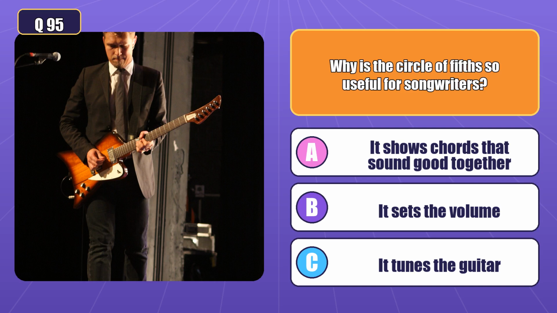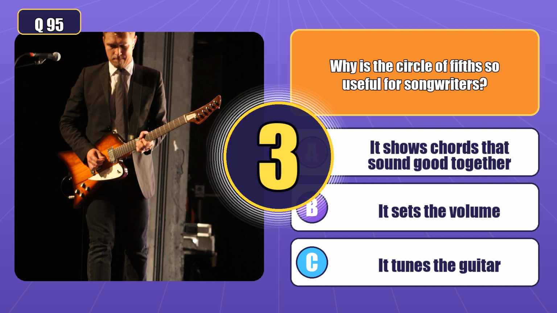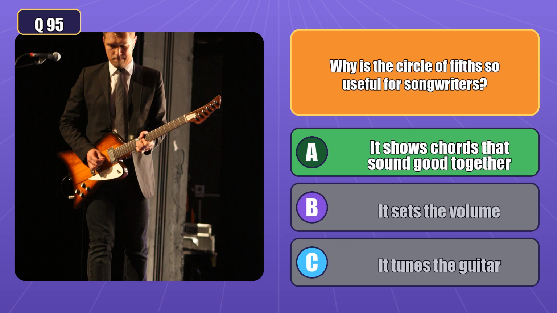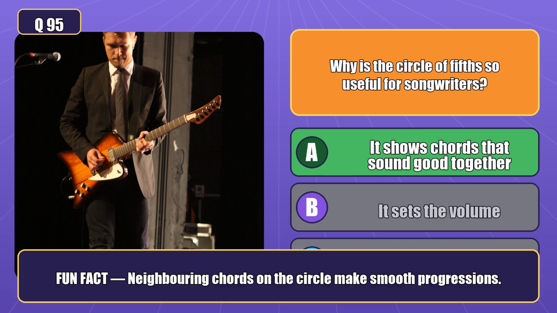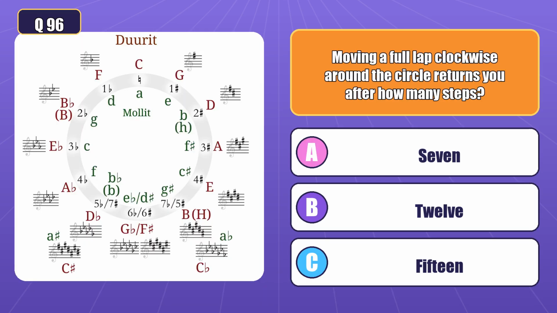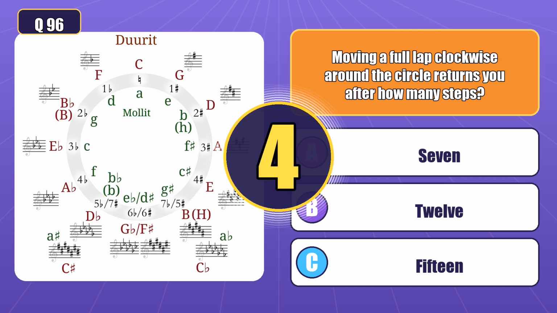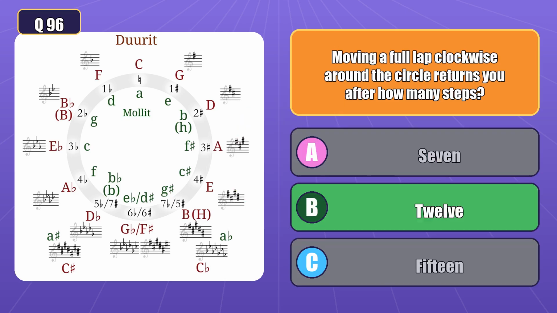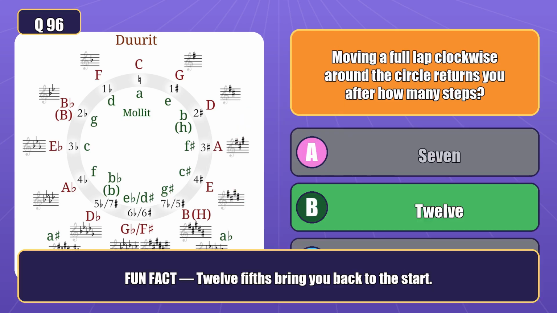Question number 95. Why is the circle of fifths so useful for songwriters? The answer is, it shows chords that sound good together. Fun fact, neighboring chords on the circle make smooth progressions. Question number 96. Moving a full lap clockwise around the circle returns you after how many steps? The answer is 12. Fun fact, 12 fifths bring you back to the start.